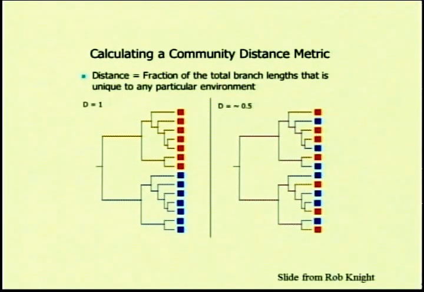So here you can see the red community is completely separate from this blue community, so all the branch length is unique, so your value is 1 in his UniFrac measure. However, here you can see they're really mixed up, so much of the branch length is shared. So here the value is something like 0.5. They're much more similar. And so you can summarize the resemblance between two samples with a single number using this method.